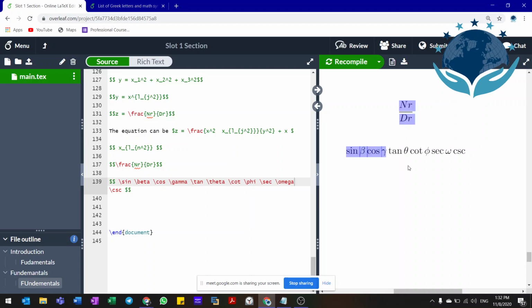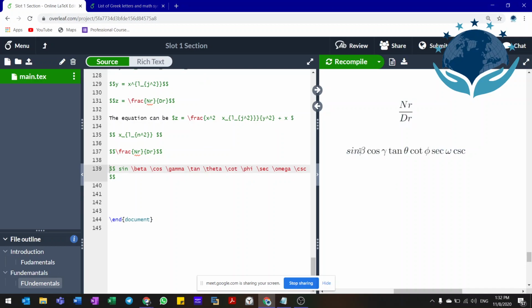So here you can see that the gamma, theta, and phi are being inserted in a very precise way. This is one of the important things. What happens if, instead of this sin command, you place only sin alone? You can see that this sin has become italic. It is a mathematical font, available by default in LaTeX.